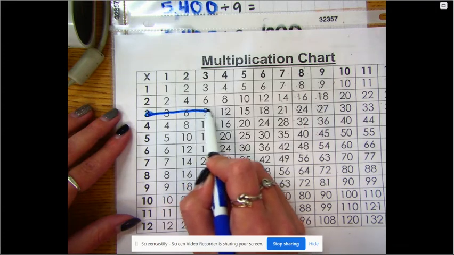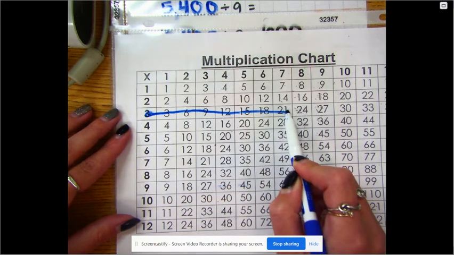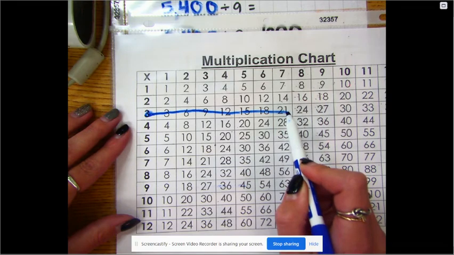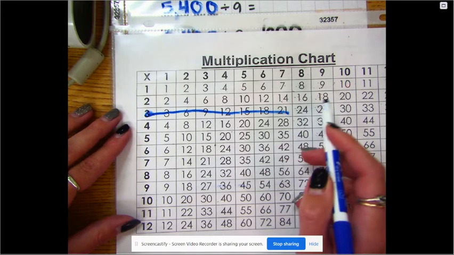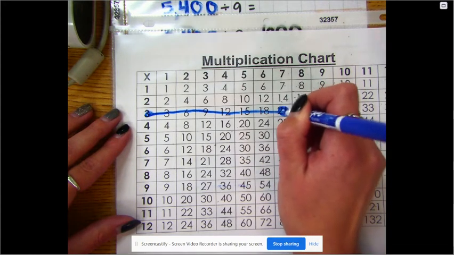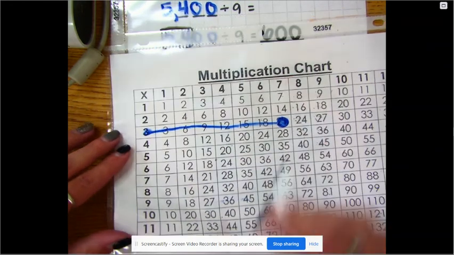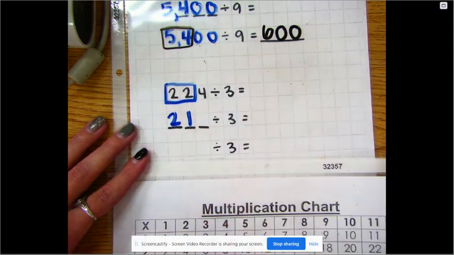So I'm going along. And before I get to 22, I get to 21 and I get to 24. So if I think about it, 21 is only 1 away, and 24 would be 2 away. So I'm going to go with 21. That is closer. Let's put 21 into our equation.